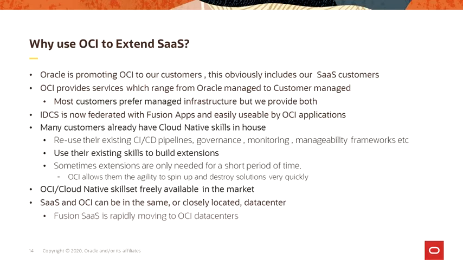A lot of the new Fusion SaaS instances are actually being installed in OCI data centers. A SaaS customer wouldn't know that. Why? Because it's SaaS. They don't care. They just want it running. They want to make sure it's backed up. It's a SaaS solution. So some of the reasons are here why we want to use OCI to extend SaaS.